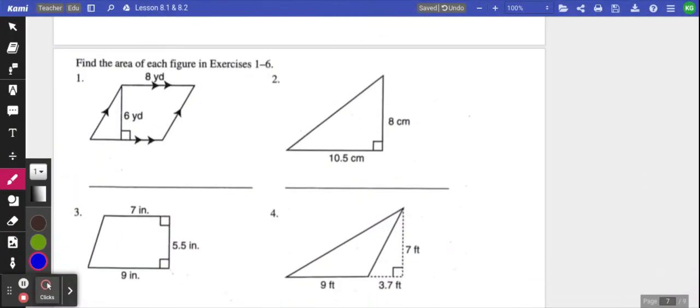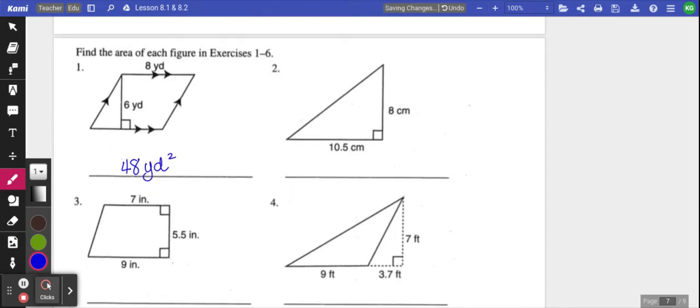This one is a parallelogram again, so just length times width. So 8 times 6 is 48. This one again is half the base times the height, which is 42.